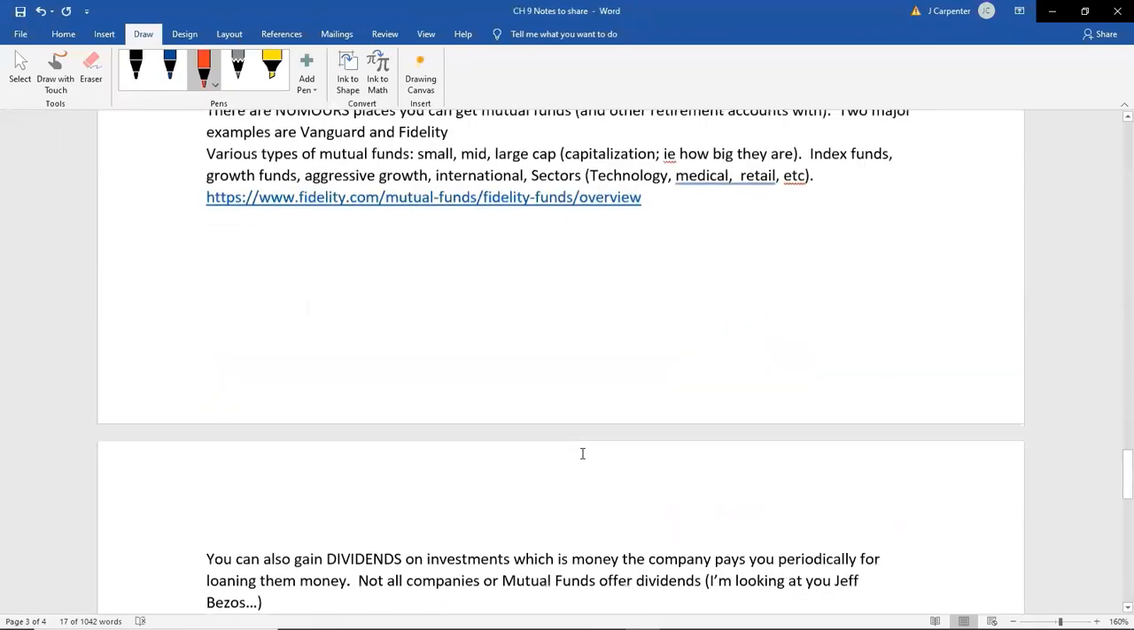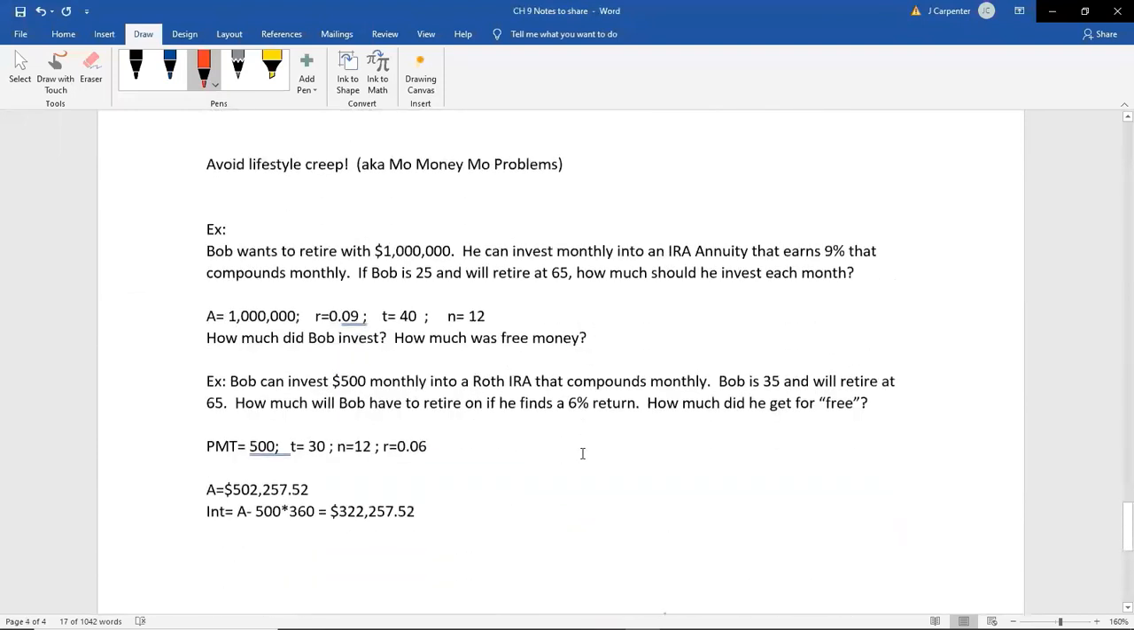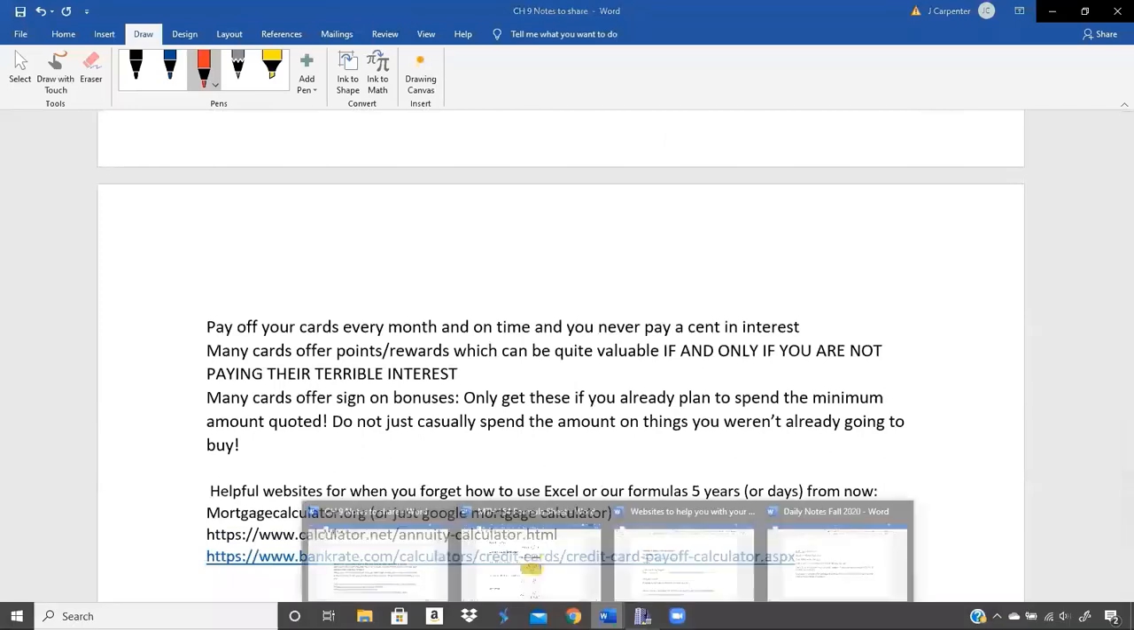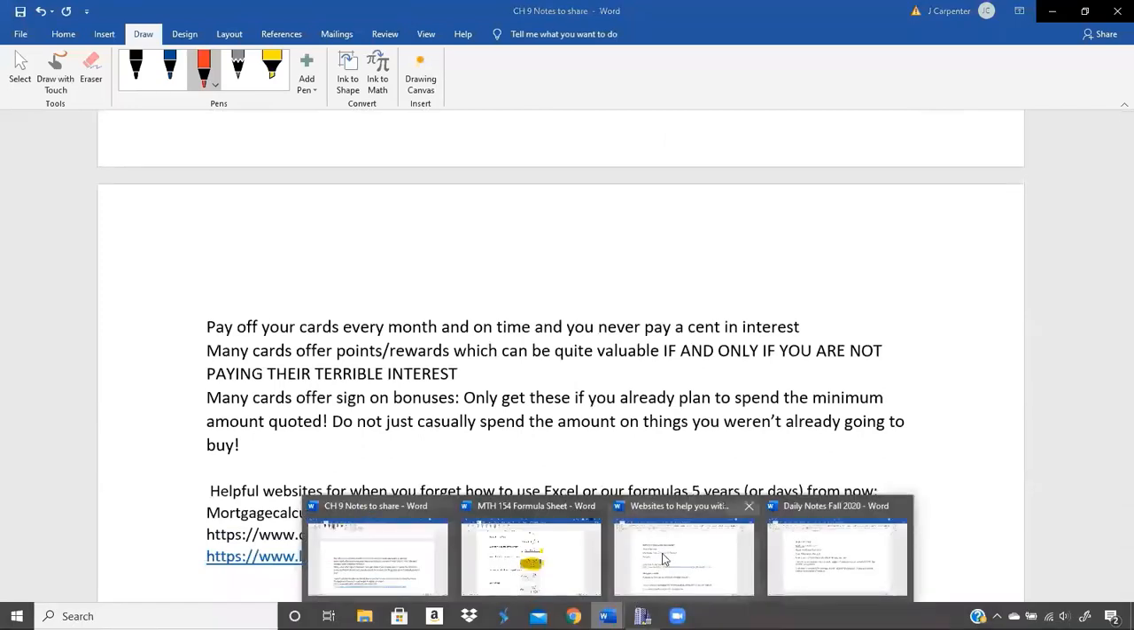Before we move on, where is it? It's on the other page. That's where it is.